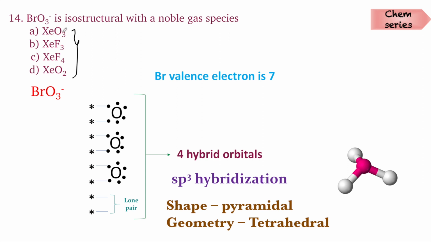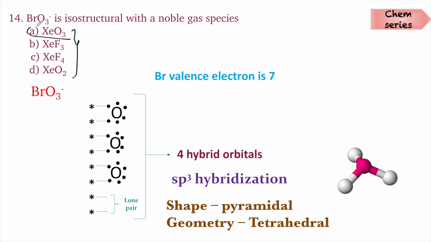So coming to XeO3, in XeO3, Xe will be your central atom and its valence electron is 8. There are 3 oxygen atoms, so 6 valence electrons will be utilized for bond formation with the 3 oxygen atoms as 3 double bonds, and the remaining 2 will be your lone pair. So your answer will be XeO3.